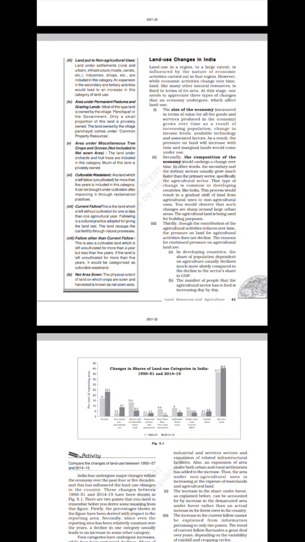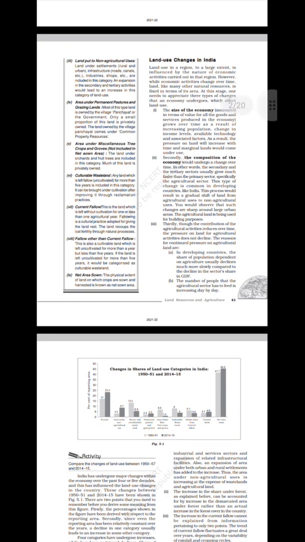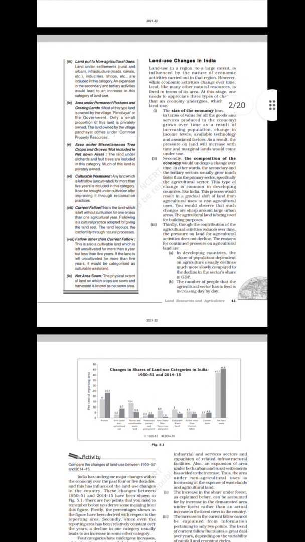Cultivable wasteland. Any land which is left fallow or uncultivated for more than 5 years is included in this category. It can be brought under cultivation after improving it through reclamation practices. Current fallow. This is land which is left without cultivation for one or less than one agricultural year. Fallowing is a cultural practice adopted for giving the land rest. The land recoups the lost fertility through natural processes.